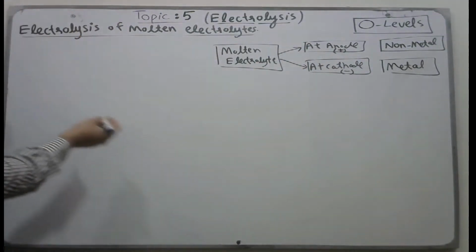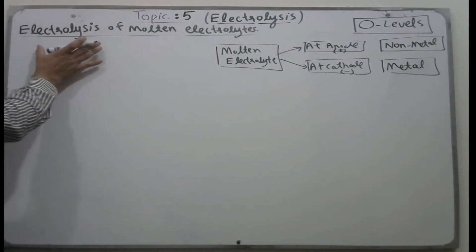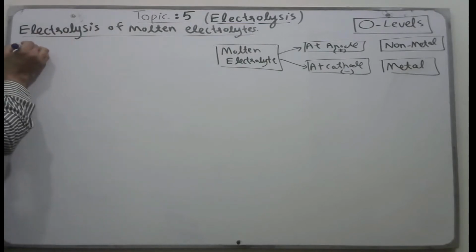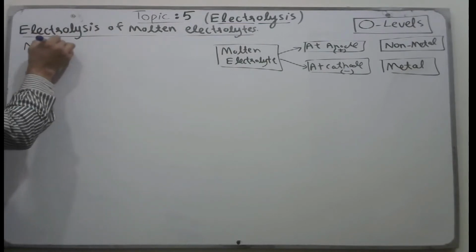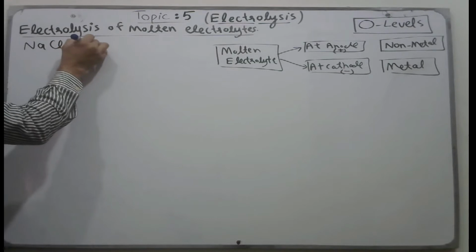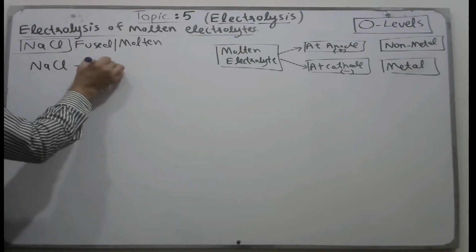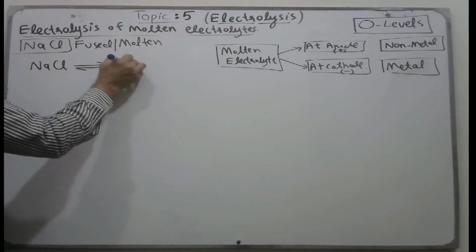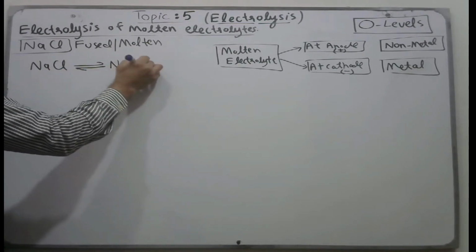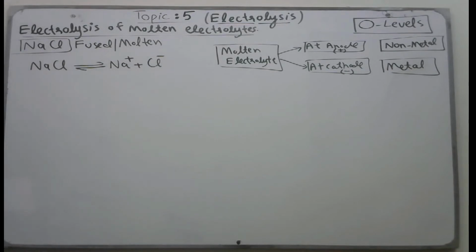Now we discuss some examples of electrolysis of molten electrolyte. First we take the common salt NaCl in fused or molten state. NaCl is an electrolyte in molten or fused state that decomposes into its ions. These are positive ions and negative ions.